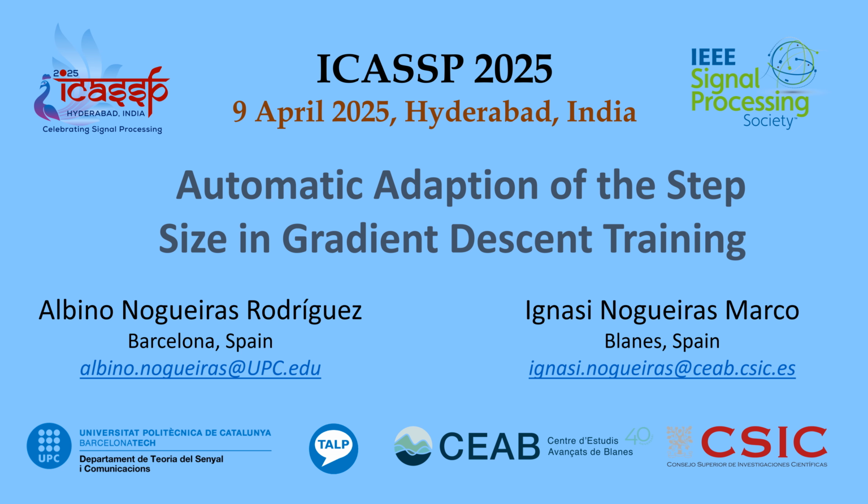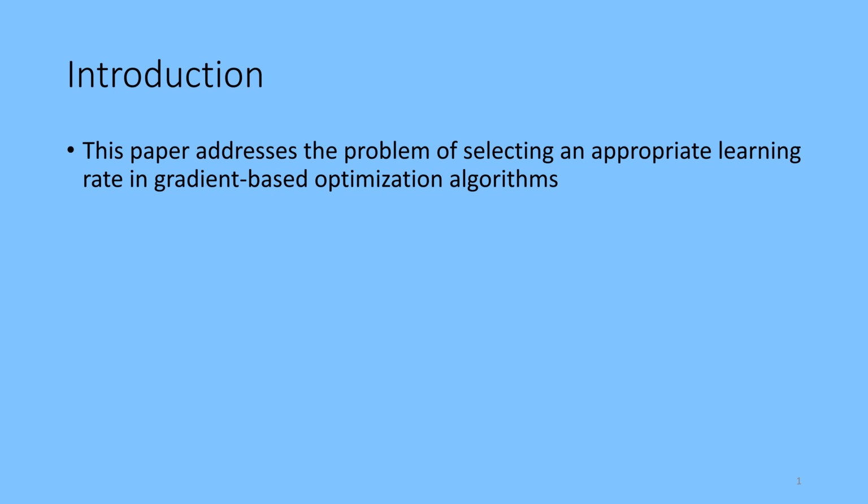Automatic Adaption of the Step Size in Gradient Descent Training, by Albino Nogueiras Rodriguez and Ignacy Nogueiras Marco, from somewhere near Barcelona, Spain. This paper addresses the problem of selecting an appropriate learning rate in gradient-based optimization algorithms.